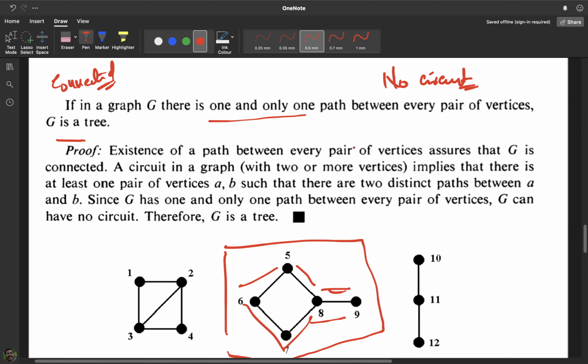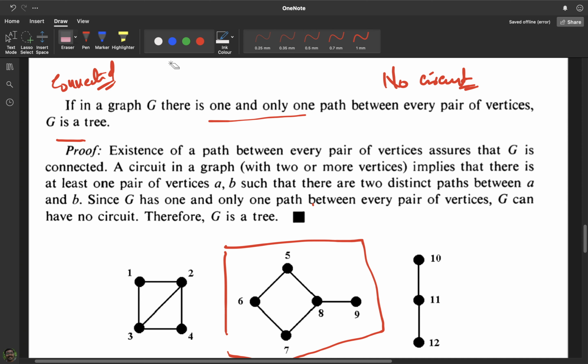Now to show that it is a tree, you have to show that there is no circuit. Now tell me, what is the issue if there is a circuit? If there is a circuit, you can always find a pair of vertices which have more than one path, because if you look at the geometry of this figure, you will understand why. If you take a vertex which is part of a circuit, you can always construct an alternate path through that vertex. So if you consider vertex 6 also, you can always connect a different path from 6 to 9, right?